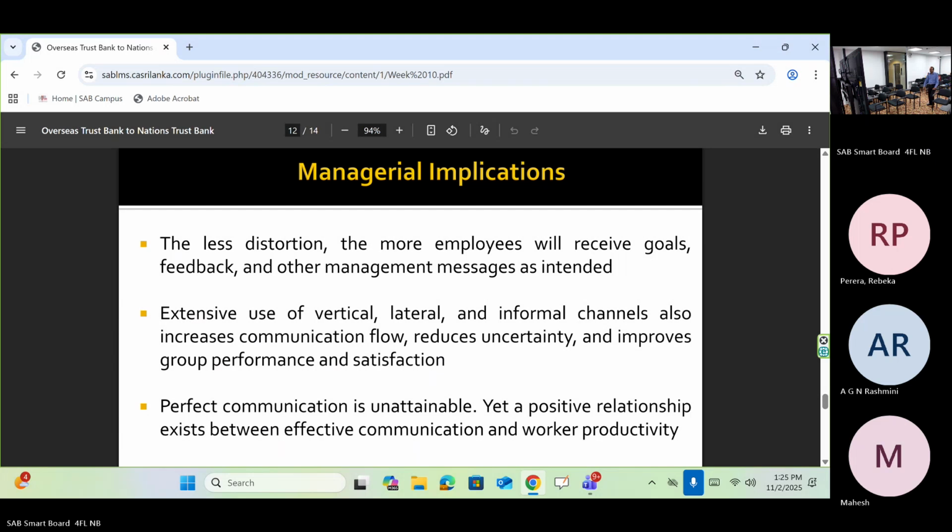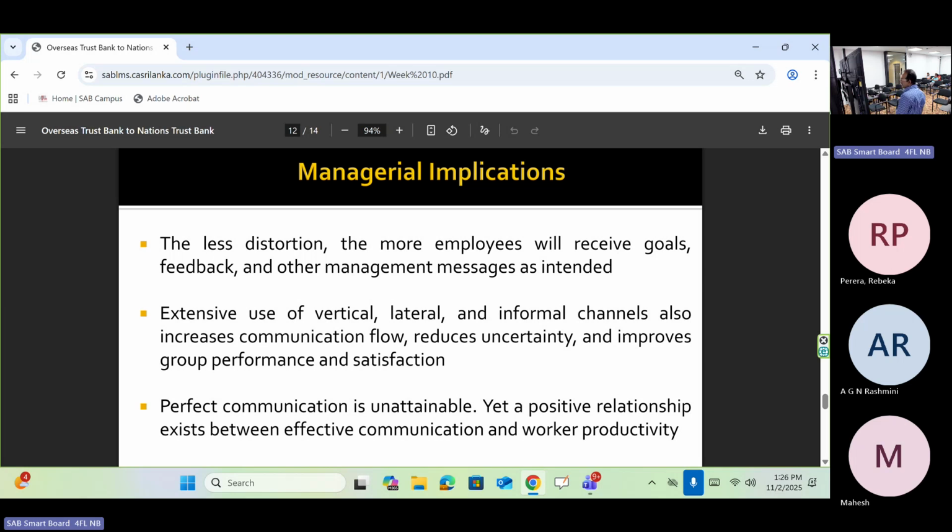Right. Okay, last part is to identify some implications, learning points for managers. First one is the less distortion, the more employees will know about the goals, tasks, and get the feedback, and other messages also as expected by them. But we noted this has happened on the sender side, filtering, but it can be minimized, right?